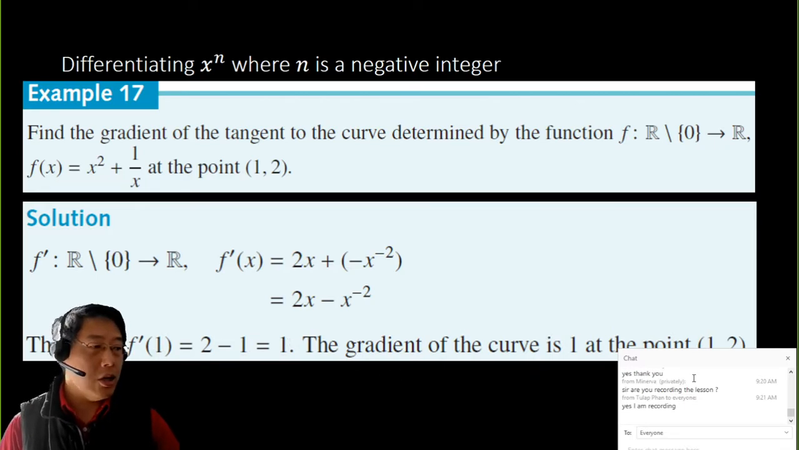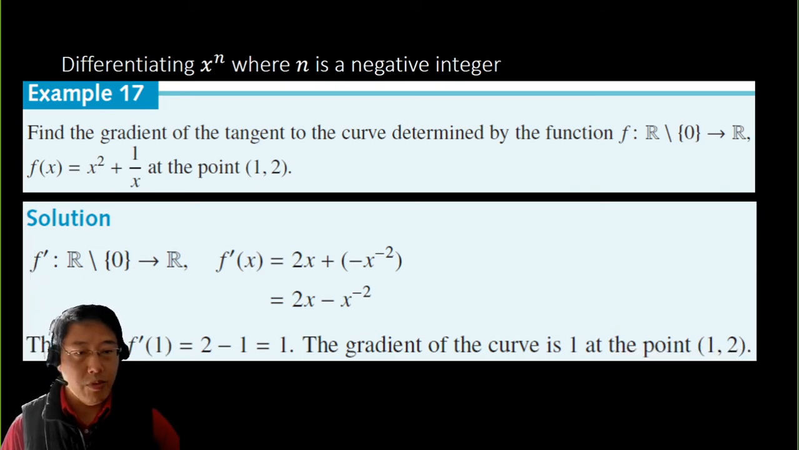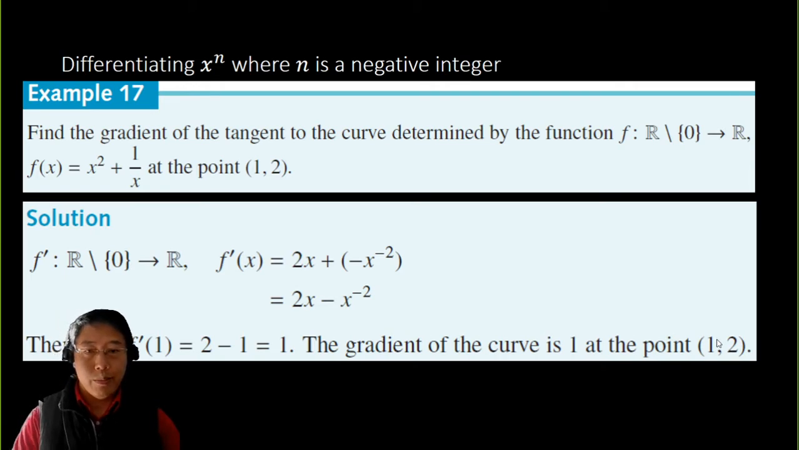So the gradient of the curve is 1 at the point of the coordinates 1, 2. Okay?